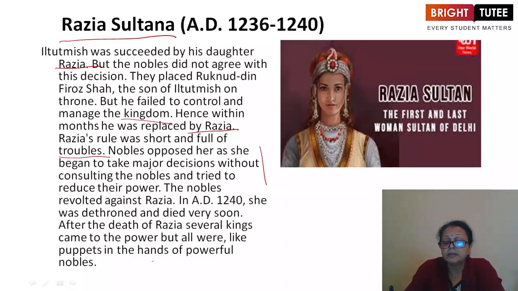Finally, what happened? The nobles revolted against Razia. In AD 1240, she was dethroned, and the moment she was dethroned, she died very soon. Only 4 years she was on the throne. In 1236 she ascended the throne and in 1240 she was dethroned.